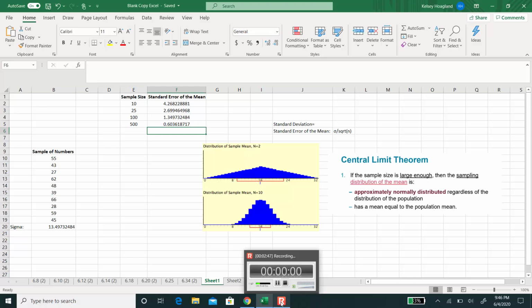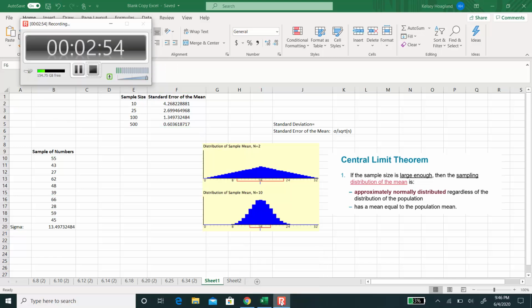So that is the sampling distribution of the mean, how to find standard error, and the significance behind the standard error when the sample size changes.